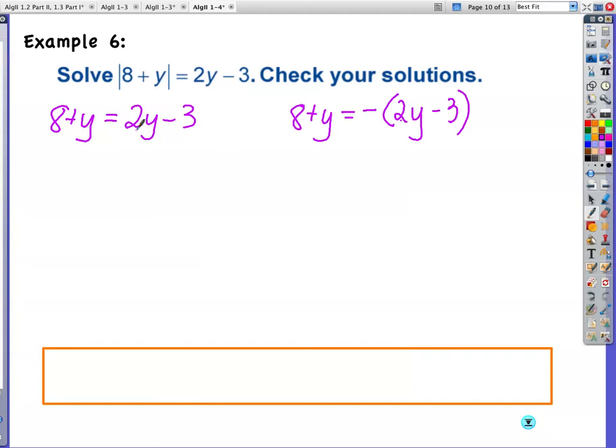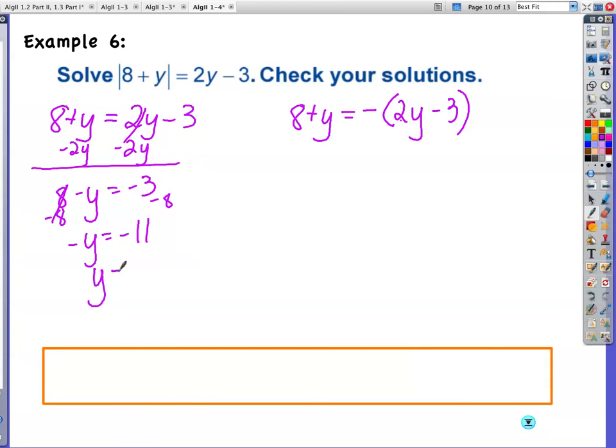I want my y's on the same side of the equation. It just depends on what you'd like to do. I'm going to subtract 2y from both sides. So I have 8 minus y equals negative 3. Now I'm going to subtract 8 from both sides. There's another way to do this. I'm actually not going to show you the other way. Probably some of you will do it automatically. y equals 11. Let me check that right now before I forget. 11 plus 8 is 19. I have 11 times 2, which is 22, and then minus 3 is 19. So I know this one works.